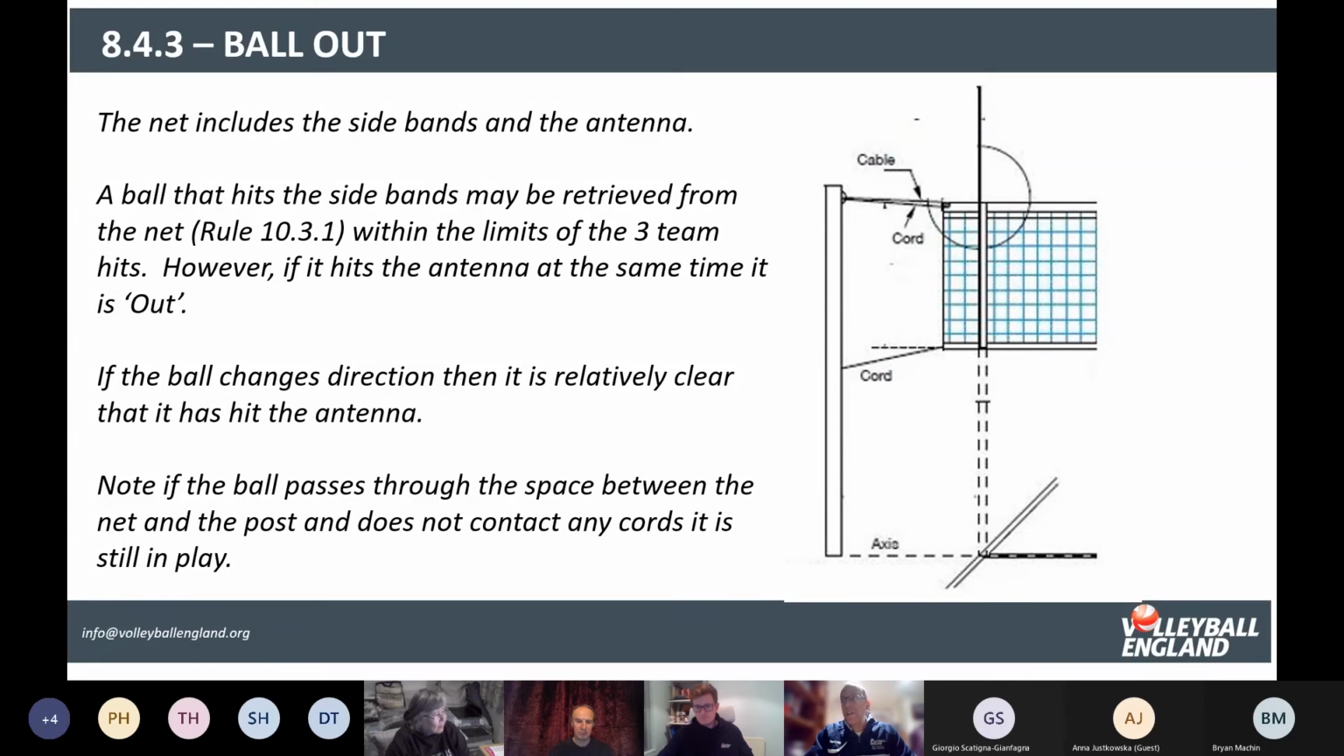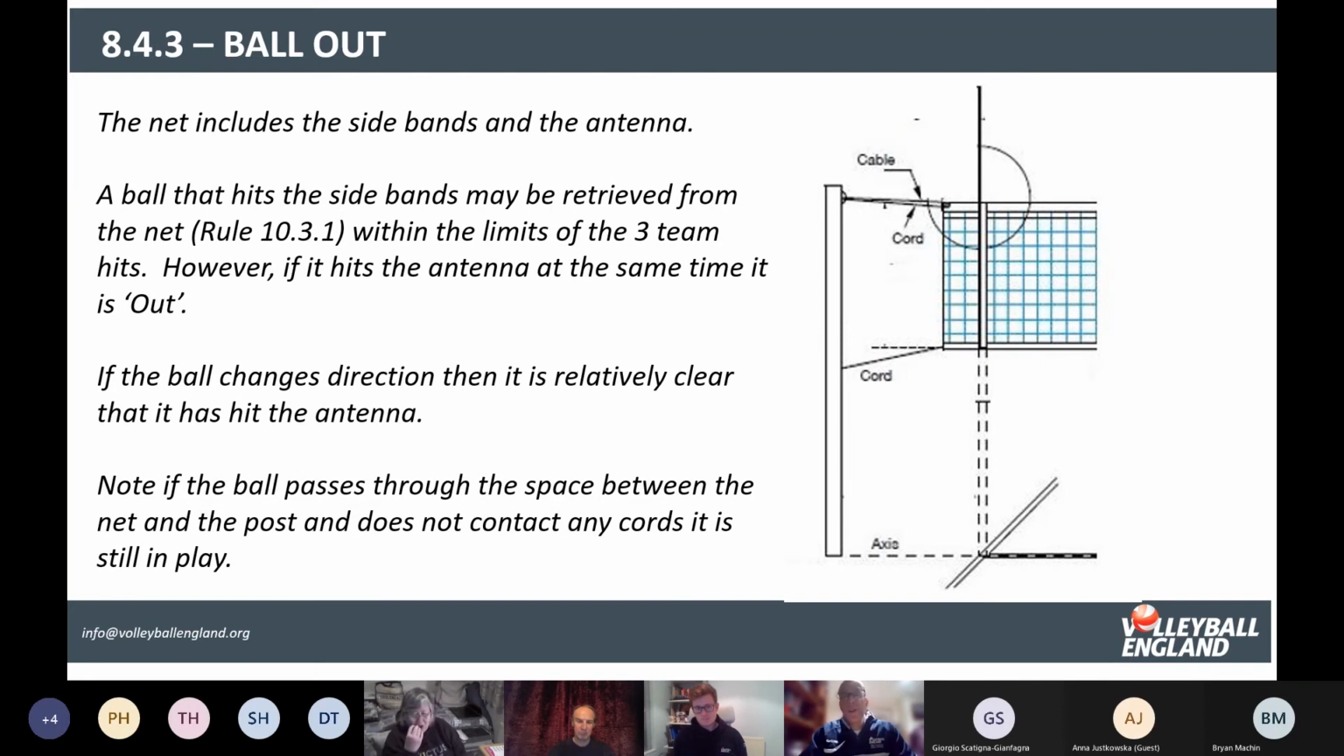Quite often, if you think about it, for the ball to hit the side band and still be legal, i.e. not having hit the antenna, the side band is 5 centimetres, the same as any other line on the court. So that 5 centimetres before it gets to the antenna, that's all it can hit. So you've got only a small part of the ball that can hit the side band. If the whole ball hits the side band right in the middle of the ball, it's hit the antenna, it's out. It doesn't change just because you can't see the antenna at this point.